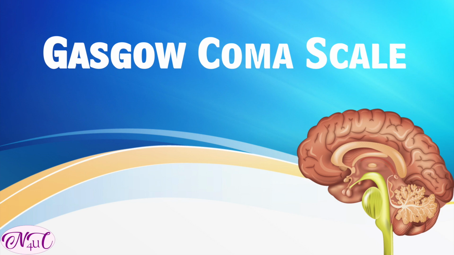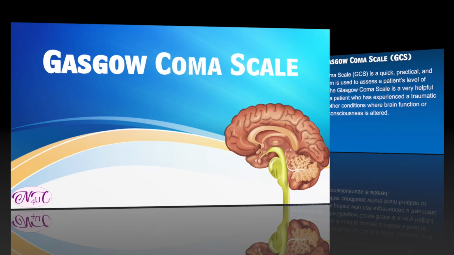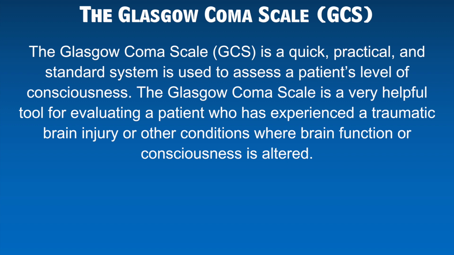In this video, we will cover Glasgow Coma Scale. Glasgow Coma Scale is a quick, practical and standard system used to assess a patient's level of consciousness. Level of consciousness is how alert and responsive a patient is to their environment and stimuli around them. The Glasgow Coma Scale is a very helpful tool for evaluating a patient who has experienced a traumatic brain injury or other conditions where brain function or consciousness is altered.